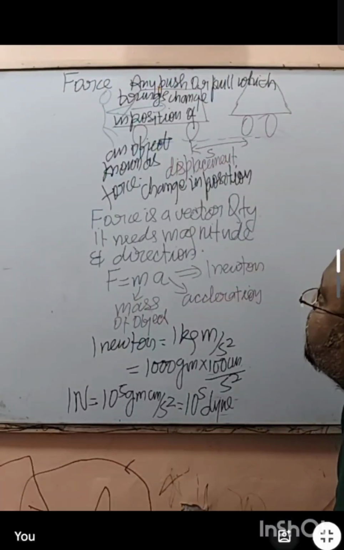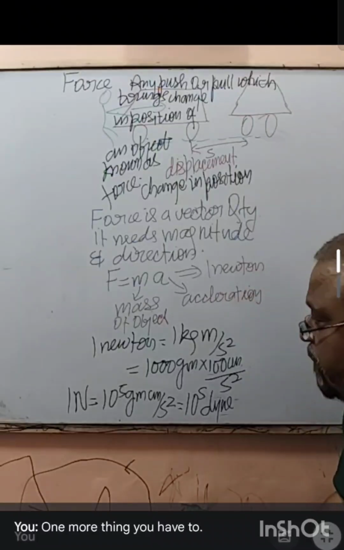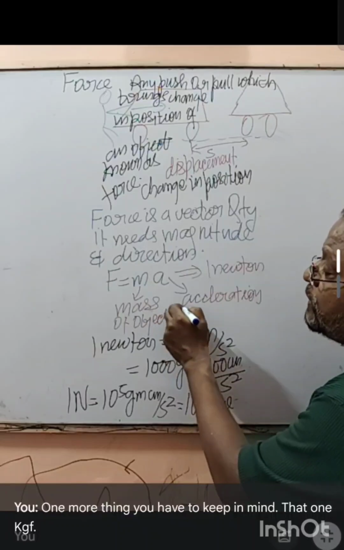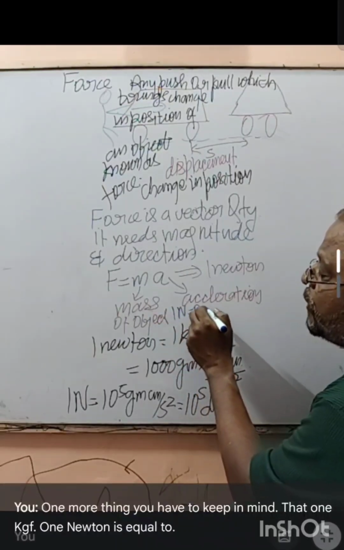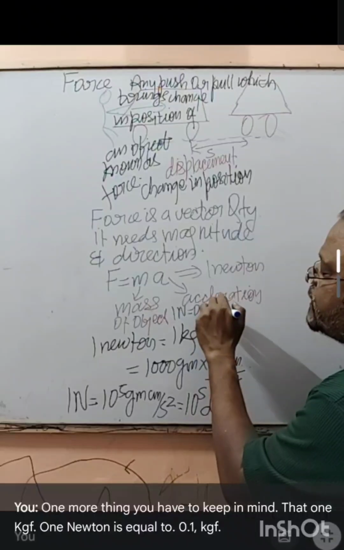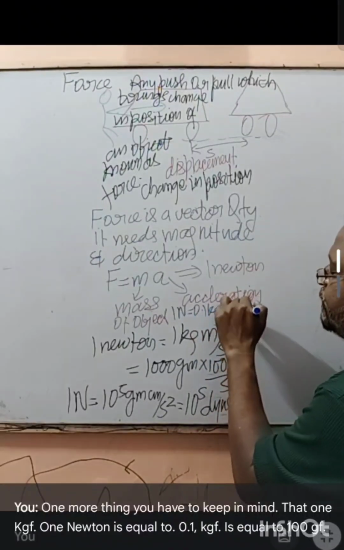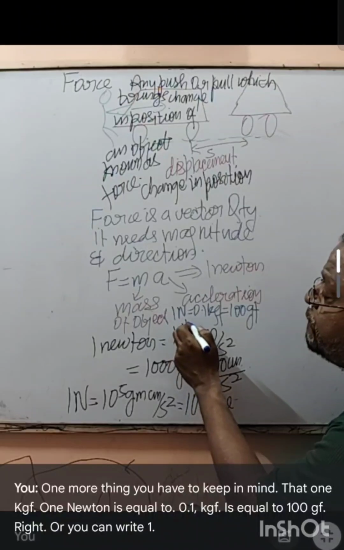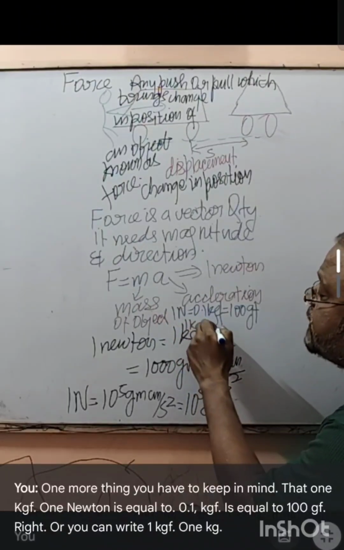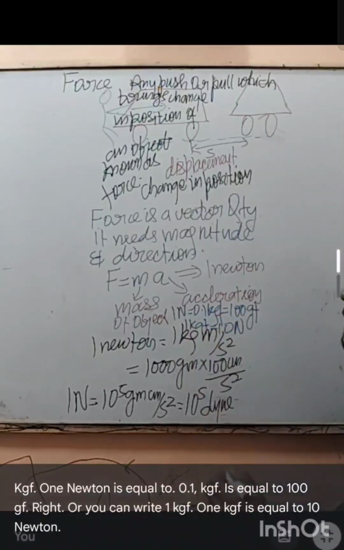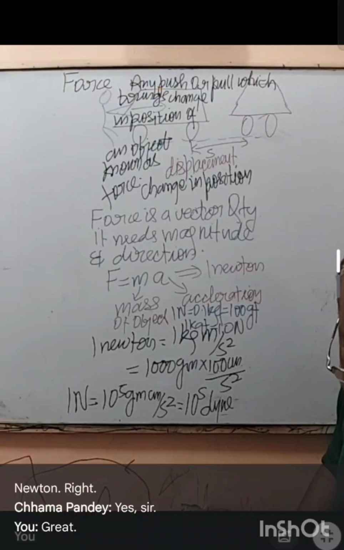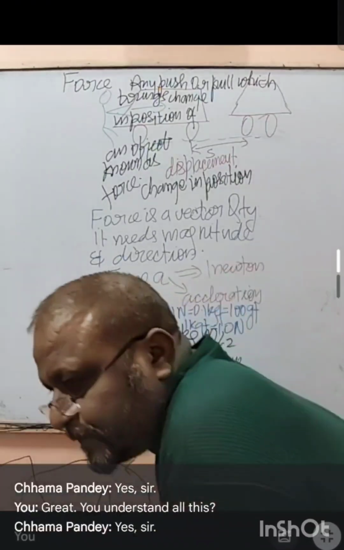One more thing you have to keep in mind: 1 Newton is equal to 0.1 kgf, which is equal to 100 gf. Or you can write 1 kgf is equal to 10 Newton. You understand all this? Yes, sir.